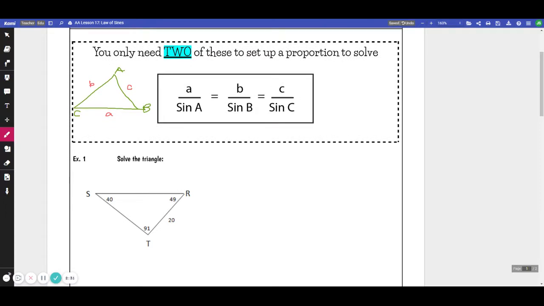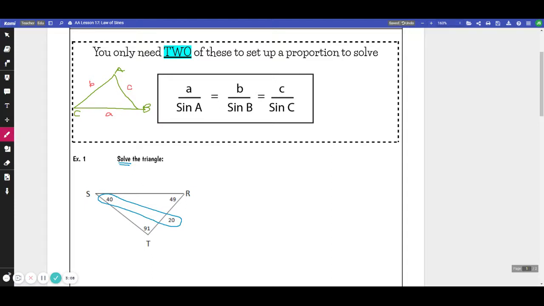We need at least one corresponding side and angle to be able to use law of sines. Those two go together. You have to have one set of corresponding sides and angles in order to be able to use law of sines. Solve the triangle means find everything, so you need to have all the sides and all the angles. This one already has all three angles, so we need to find the other two sides. We're just going to do one at a time, so it's basically two problems in one.